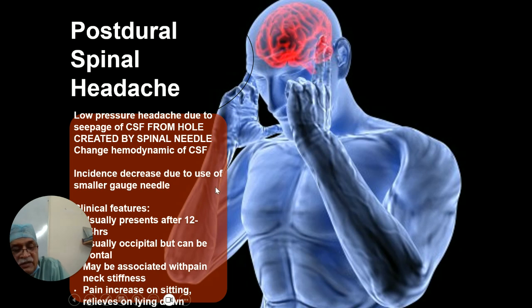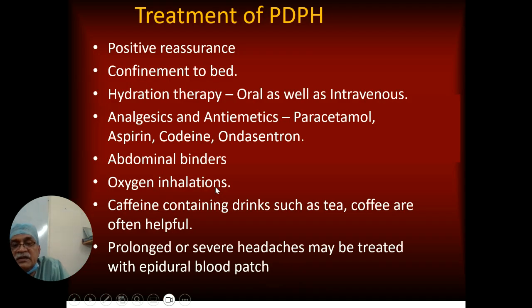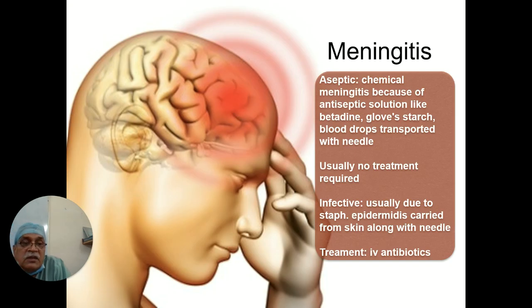Regarding post-spinal headache, we have already discussed this. Meningitis can be aseptic or infective. Infective meningitis is treated with antibiotics. Aseptic meningitis occurs because of blood spots and betadine.